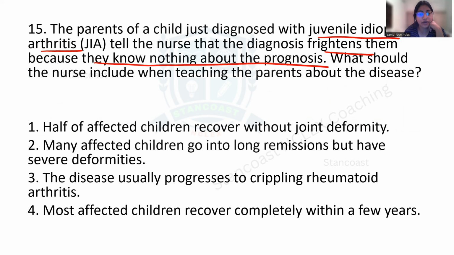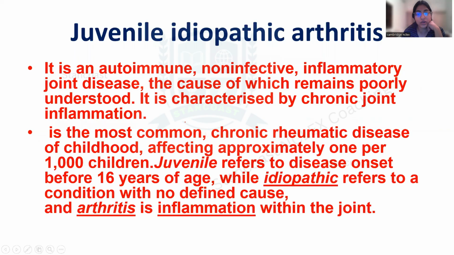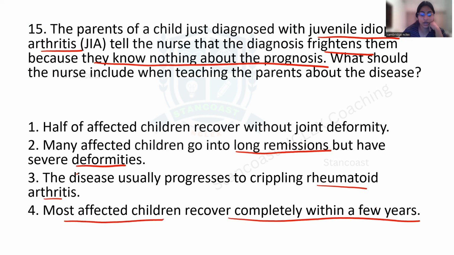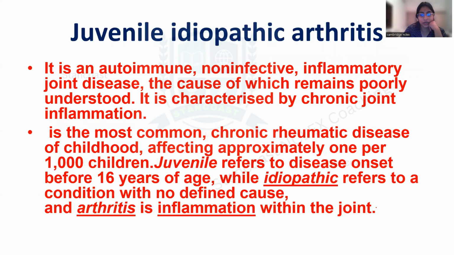First is half of affected children recover without joint deformity. Option 2 says many affected children go into long remissions but have several deformities. Option 3 says the disease usually progresses to crippling rheumatoid arthritis. Option 4 says most affected children recover completely within a few years. So what is the correct thing we have to tell about this condition? So let's see.